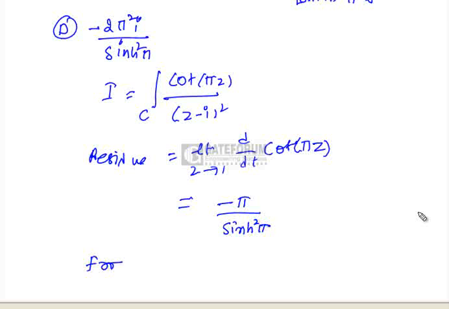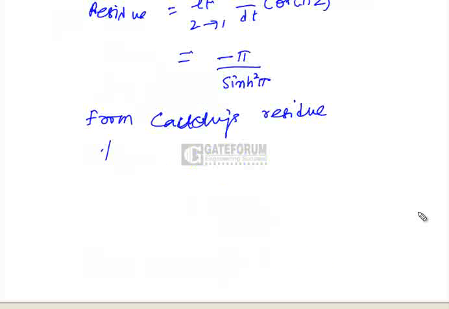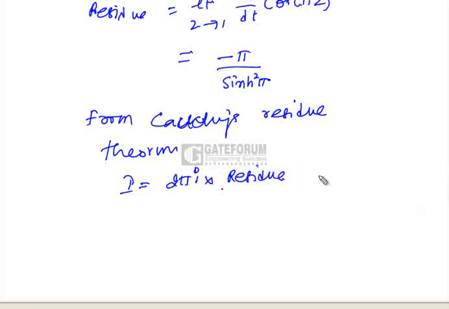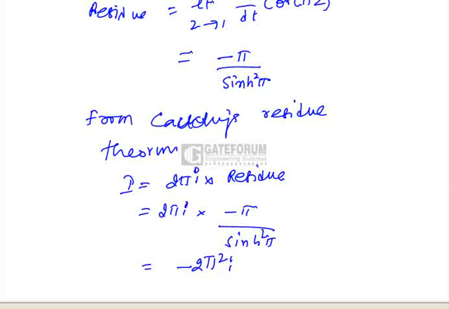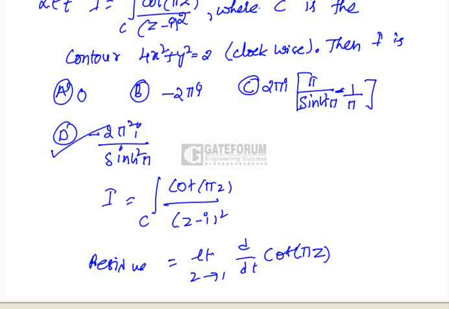Now, from Cauchy's residue theorem, I is nothing but 2 pi i into residue. We know that the residue is minus pi by sinh square pi, which will be equal to minus 2i pi square by sinh square pi, which is nothing but option D.